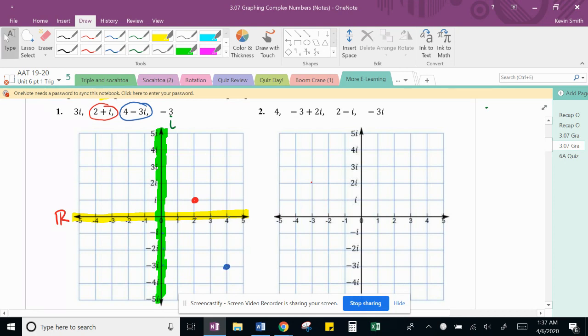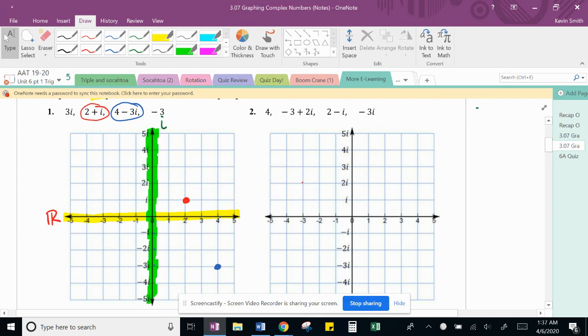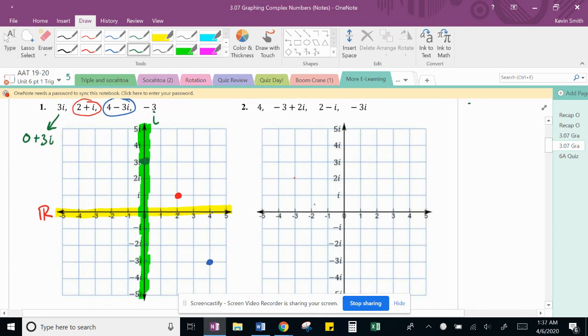imaginary. Now, if we get something a little bit trickier, say something like just 3i, well, what's that number? What's the real number in front of 3i? It's a 0, right? So we're going to go 0 on the real and just 3i on the imaginary. Awesome. So I will let you plot number 2, and you can check to make sure you're doing those correctly.